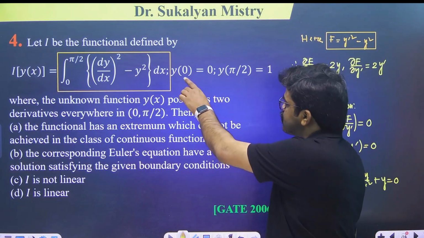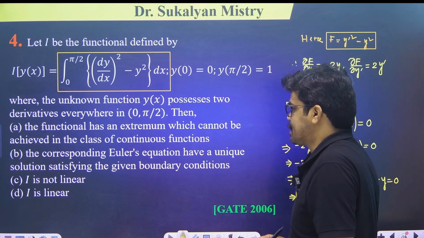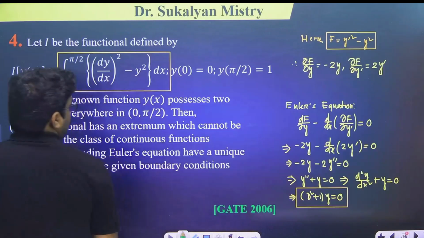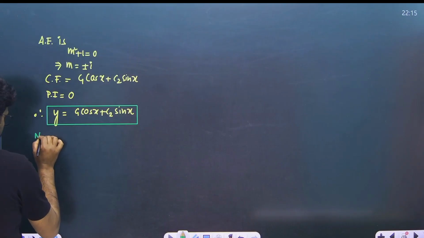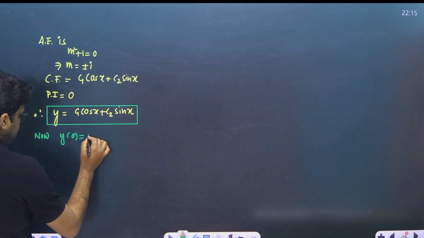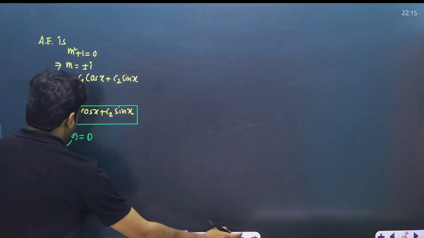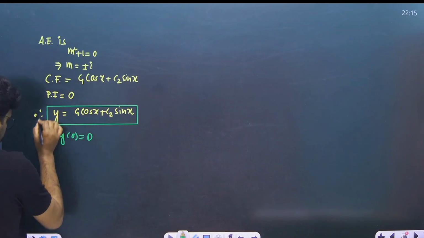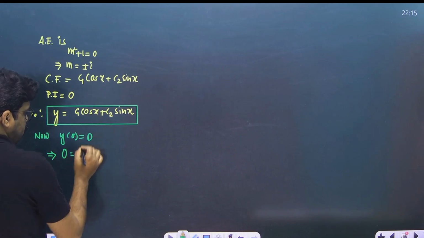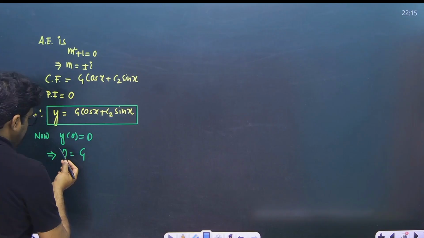The boundary conditions are y(0) is equal to 0 and y(π/2) is equal to 1. Okay, so now from the boundary conditions, y(0) is equal to 0. That means when x is equal to 0, the value of y is 0. So from this equation we get 0 equals C1 cos 0, cos 0 is 1, plus C2 sin 0, that is 0. So C1 is 0.